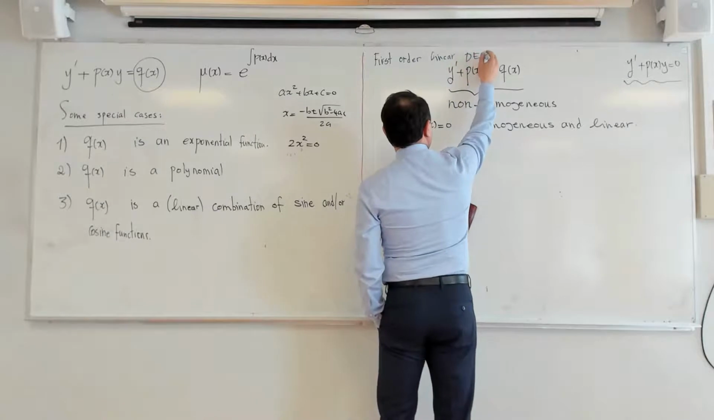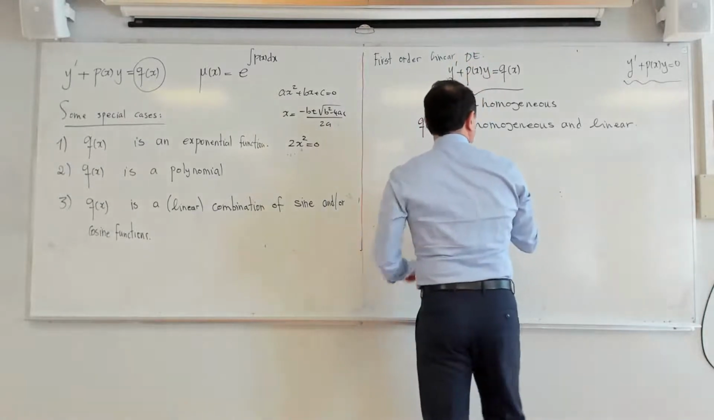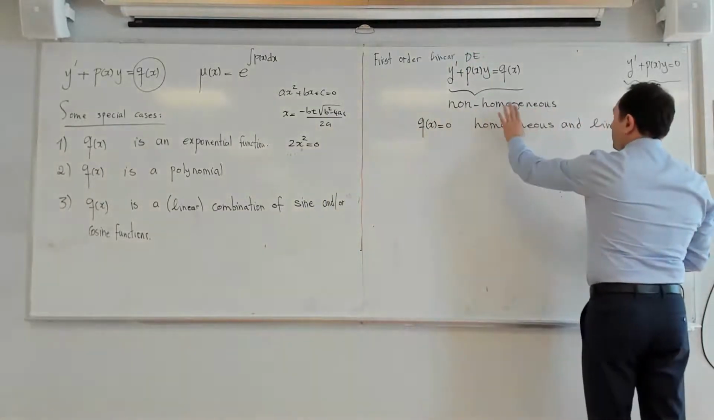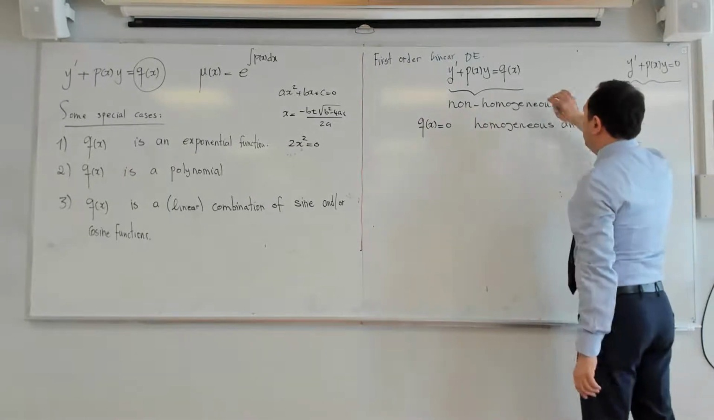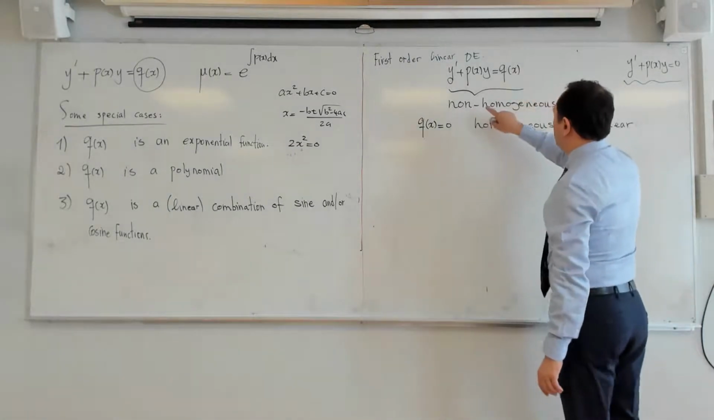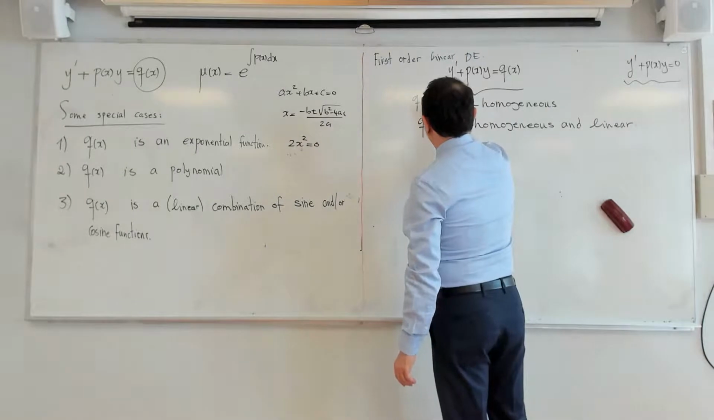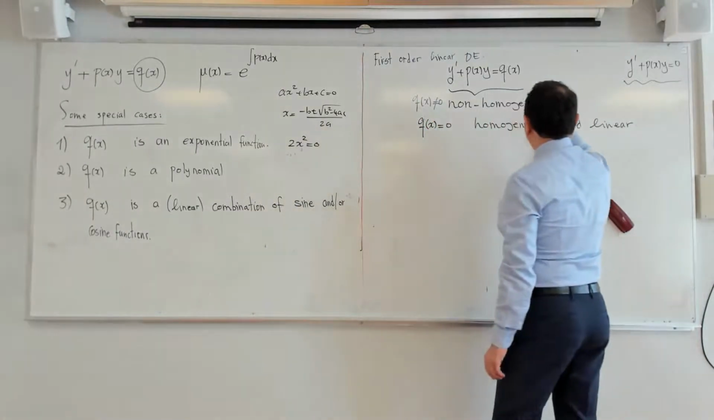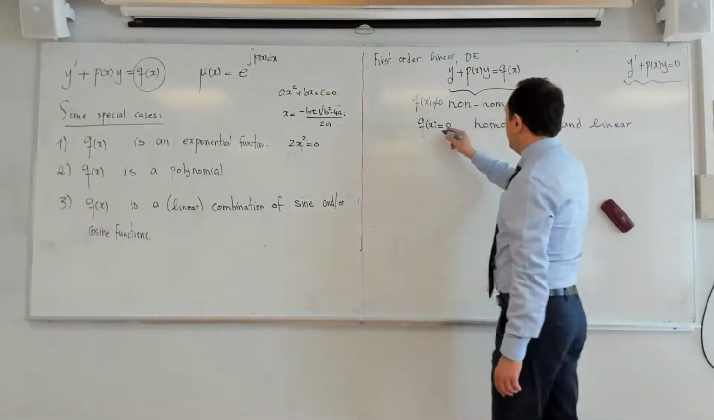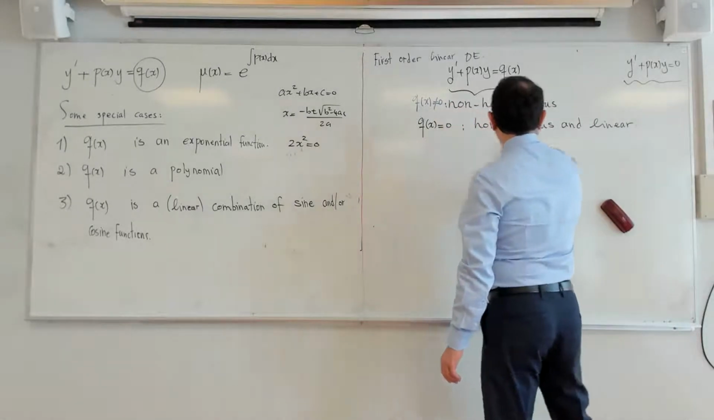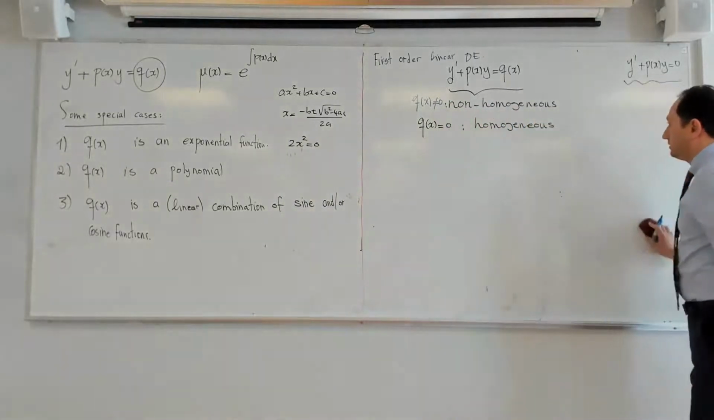Differential equation. So that is correct. But on top of that, we have two more terminologies. If Q(x) is not zero, it is called non-homogeneous. If Q(x) is zero, it is called homogeneous.